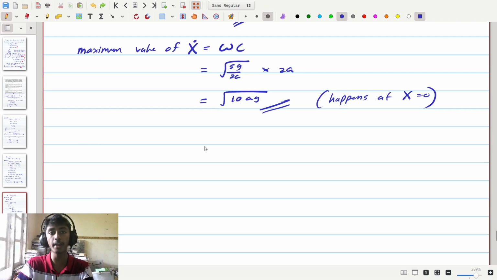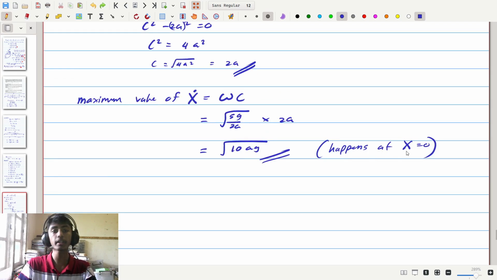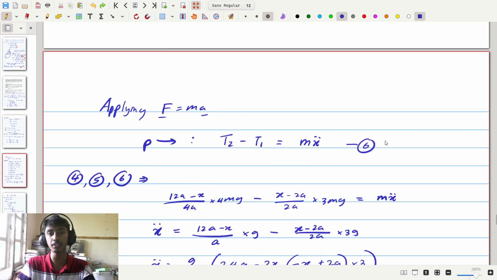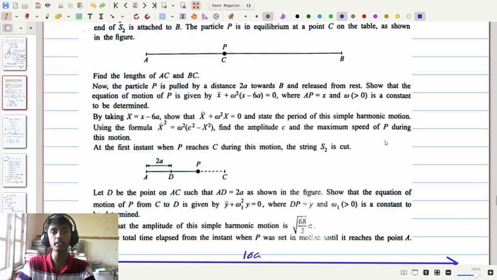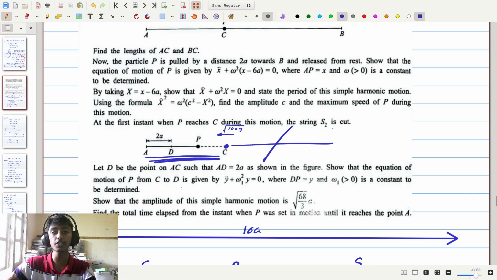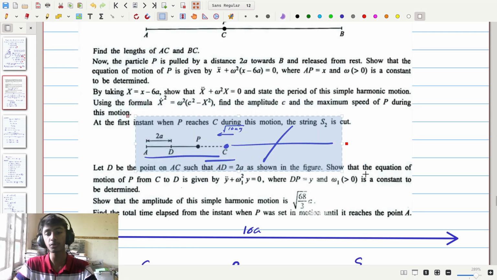The reason I say it's required is because when capital X is equal to 0, as in when the particle returns to the point C, what we're going to do in the question is cut the string S2. So when P reaches C during the motion, the string S2 is cut. At point C, we have an acceleration of 0 and a velocity of square root of 10ag, but then suddenly the string S2 is cut, meaning that the only string left is the S1 string, and it's under tension, meaning that we're going to start accelerating in the leftward direction at the point C. So now the next thing we have to do is to consider that motion.